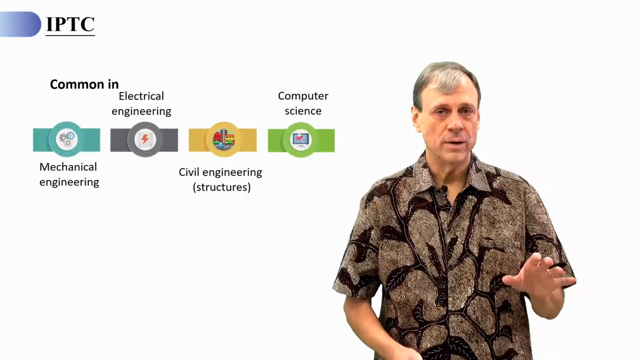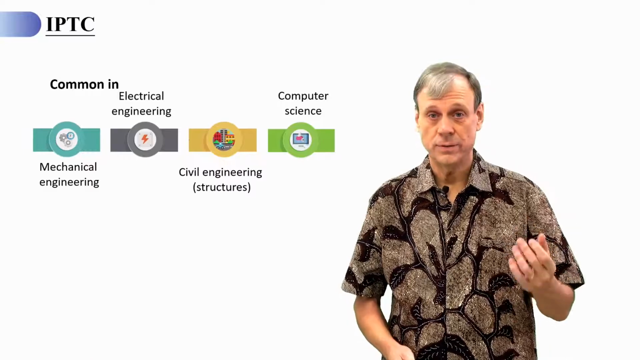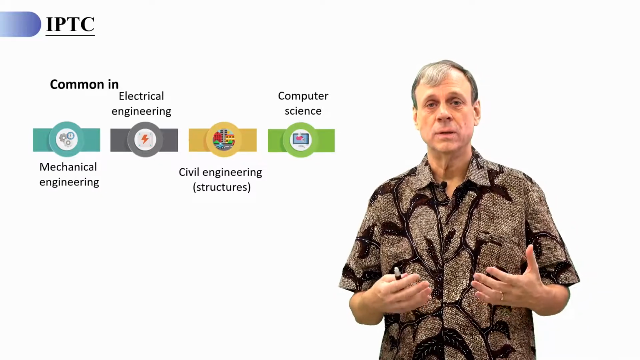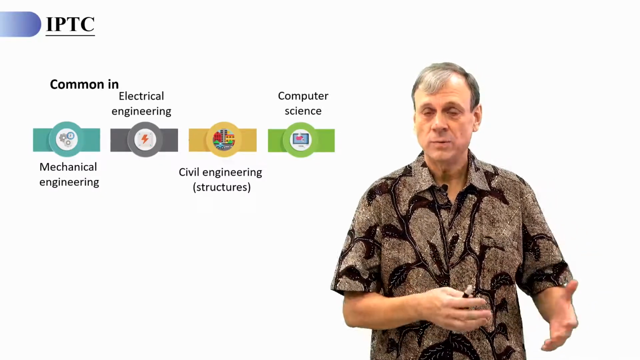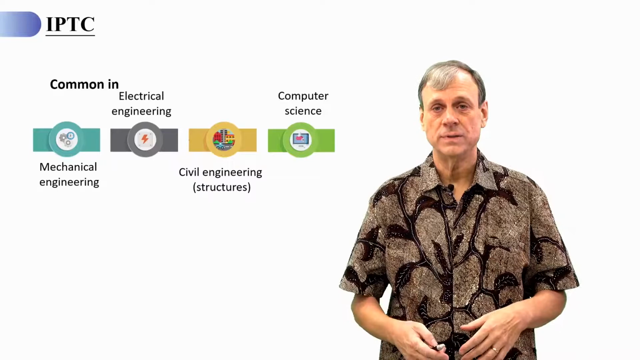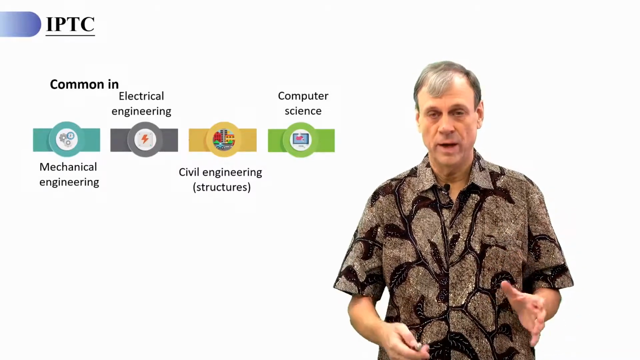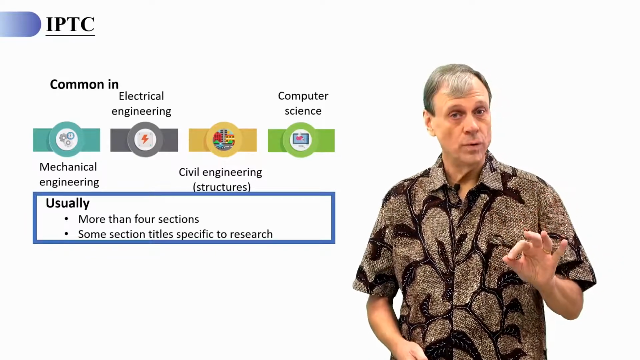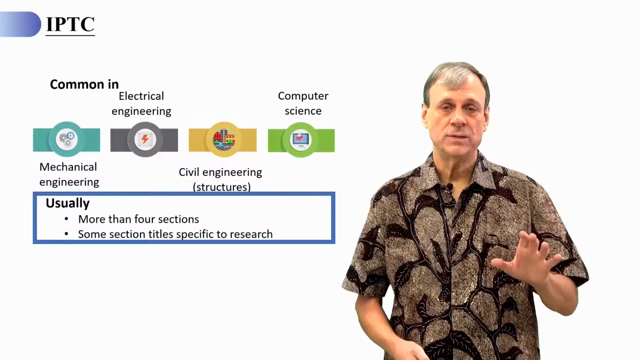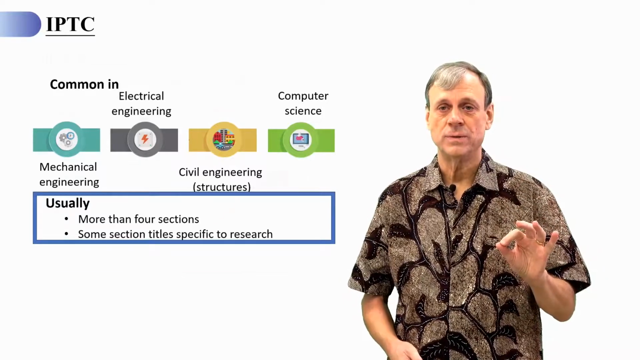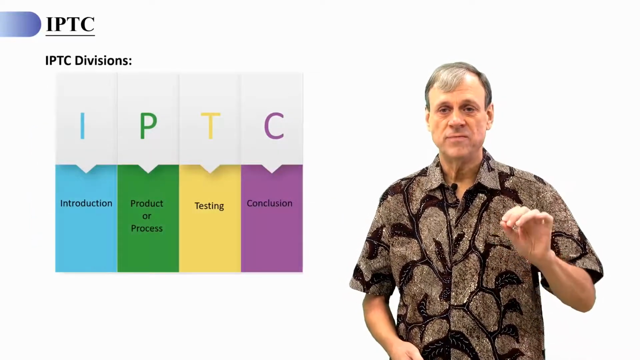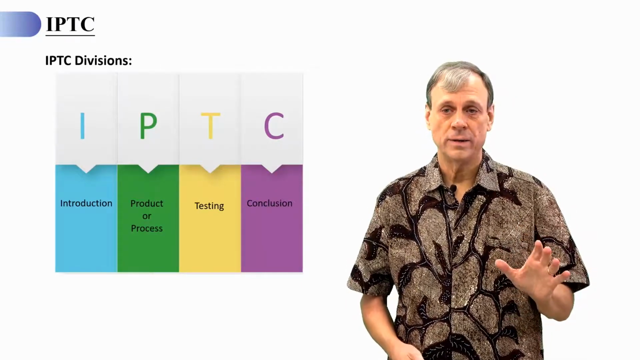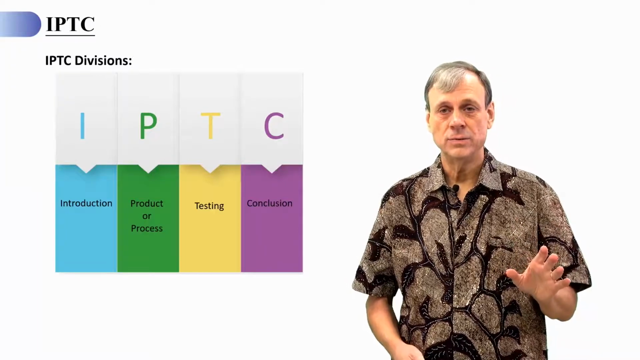On the other hand, there are other fields of engineering like mechanical engineering, electrical engineering, and civil engineering that's dealing with the structural side of civil engineering, as well as computer science and related fields that use this IPTC format. Now, what is that? Well, we're going to see that usually it has more than four sections. Some of the section titles are specific to the research, but it still has four divisions, which we're going to call IPTC: Introduction, Product or Process, Testing, and Conclusion.